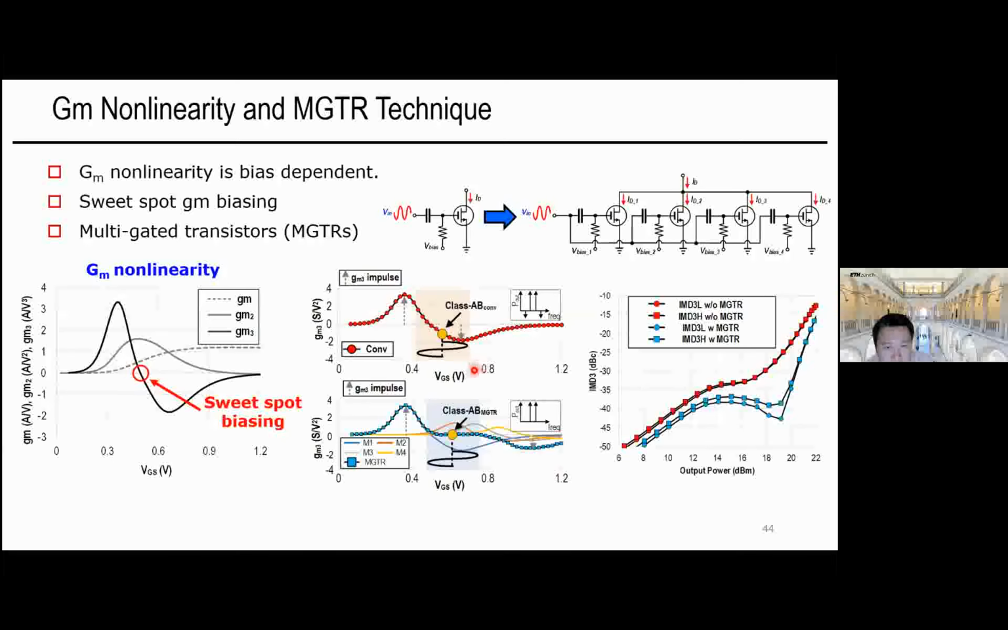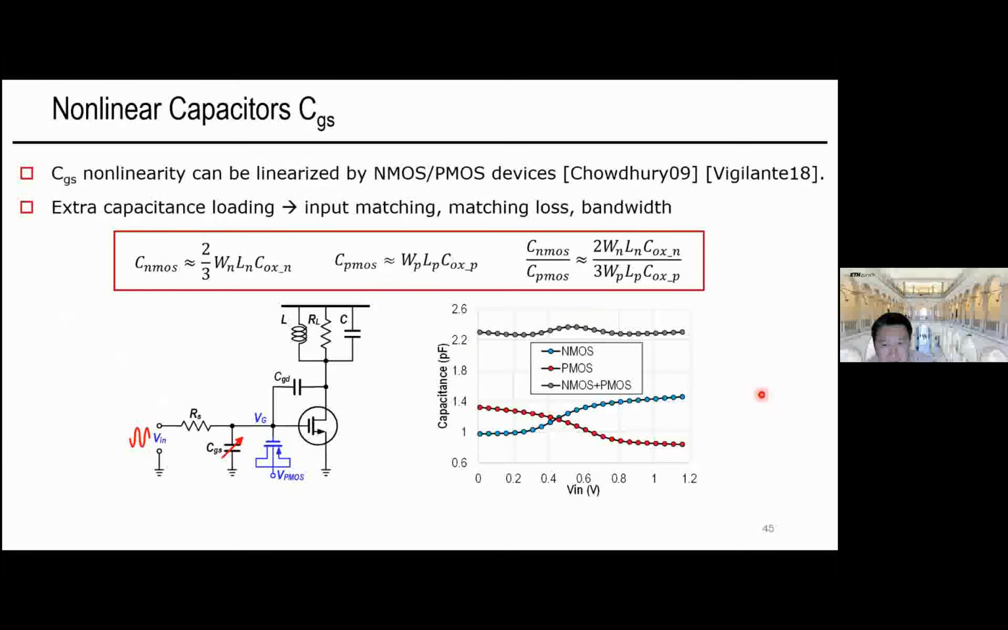Therefore, we can essentially put multiple devices in parallel and bias the gate at different voltages, and then combine them together. So the total effective zero GM3 will be held over a wider power range. This is called the multi-gated transistor technique, MGTR. The schematic shown on the upper right with 4 transistors is an example. We can see that the simulated IMD3 really shows substantial reduction by using this MGTR technique.